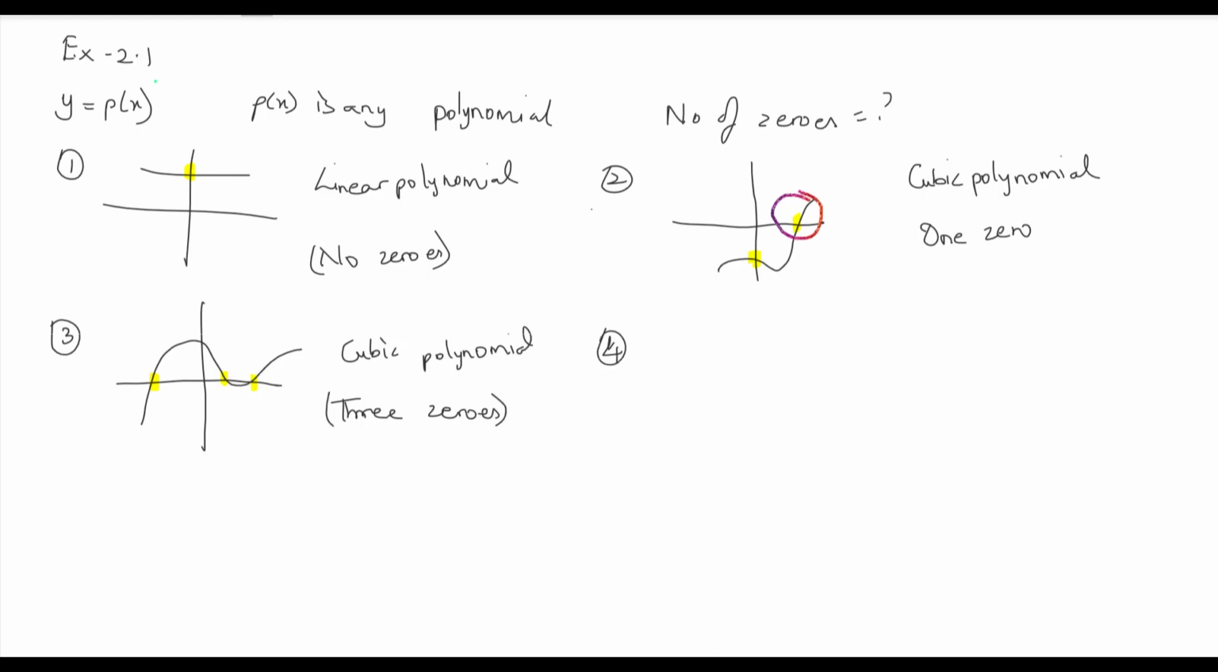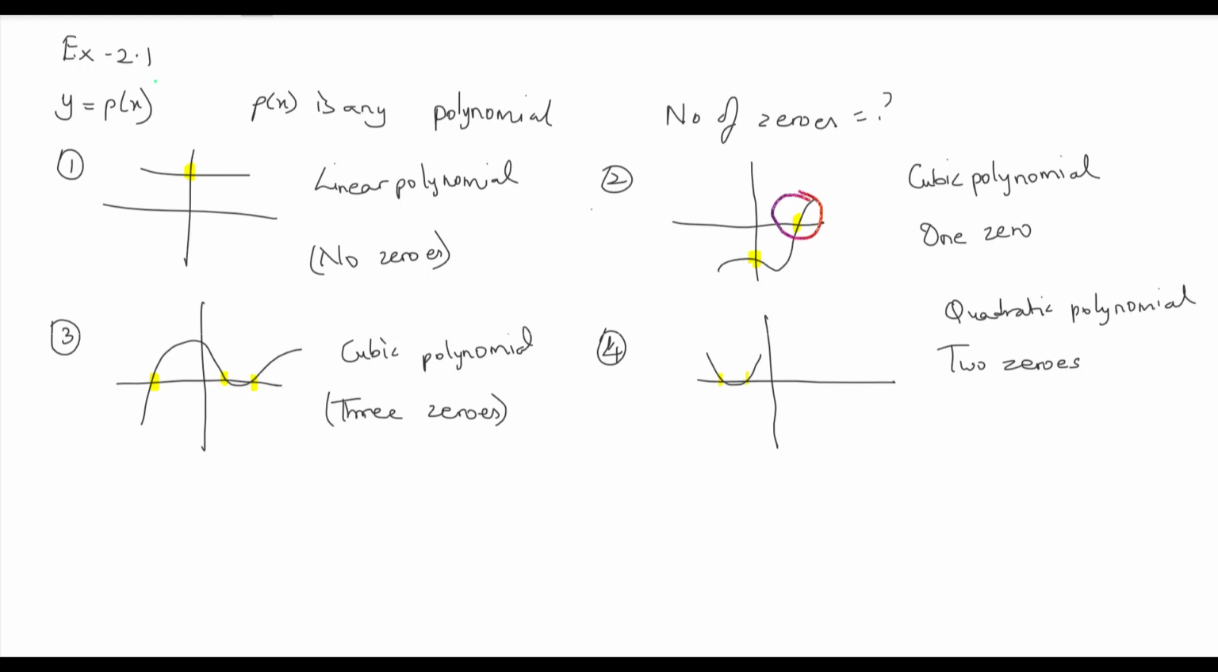The fourth graph is something like this. As we can see, it is cutting the x-axis at 2 points, isn't it? Therefore, how many zeros are there? There are 2 zeros, and because it is a parabola, it is a quadratic polynomial.